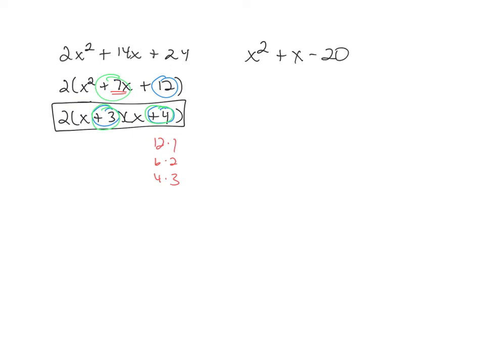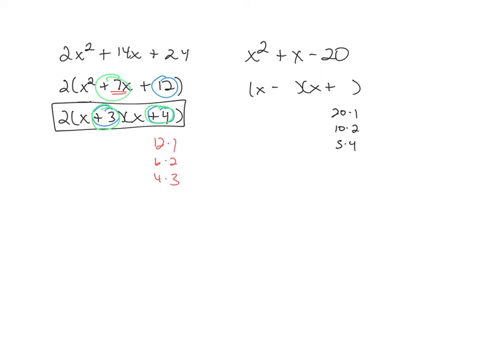So if we had one like this, there's nothing in common because there's no number in the front. What are the signs? The last term's negative, so that means I'm going to have a negative and a positive. Put my x's in. So 20: 20 times 1, 10 times 2, 5 times 4. So which one of those can you make a 1, which is in the middle there, the 5 and the 4?